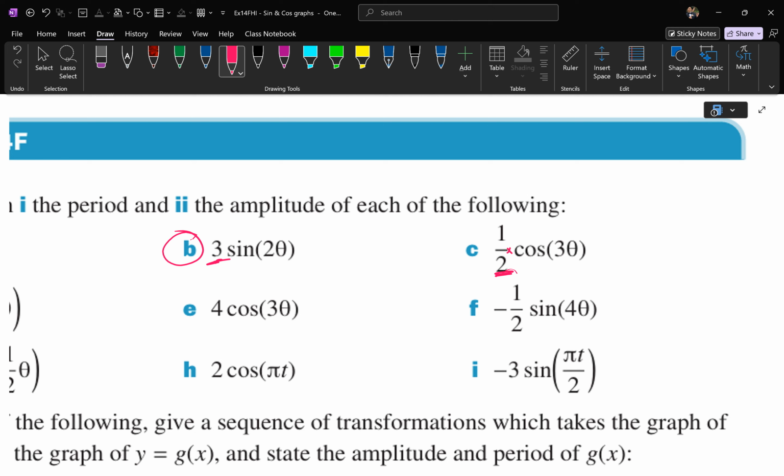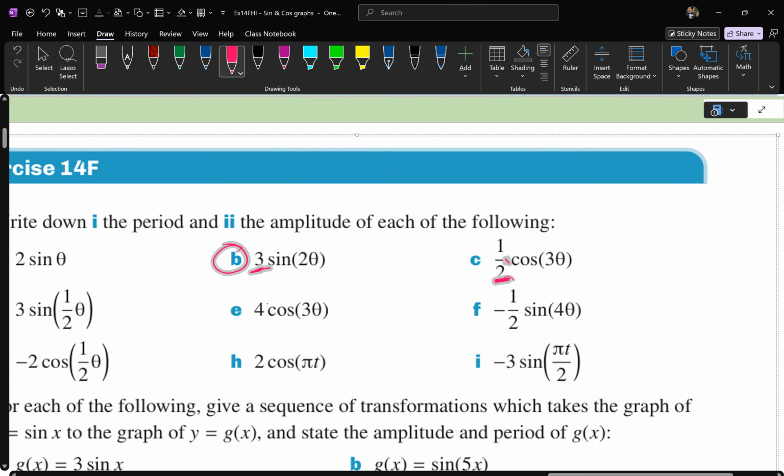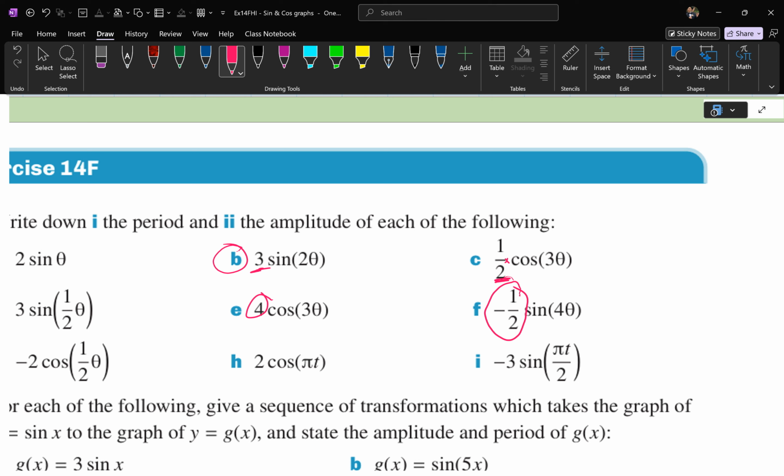Pretty easy. So the first step of exercise 14 is to look at graphs. Amplitude is a half there. Amplitude is 4 here. Amplitude is, now be careful with this one. What's the amplitude for F?